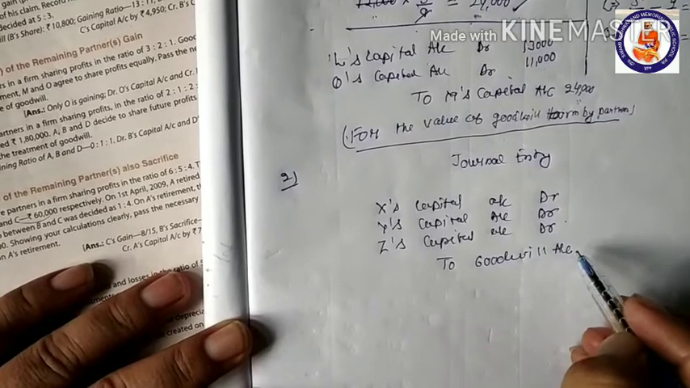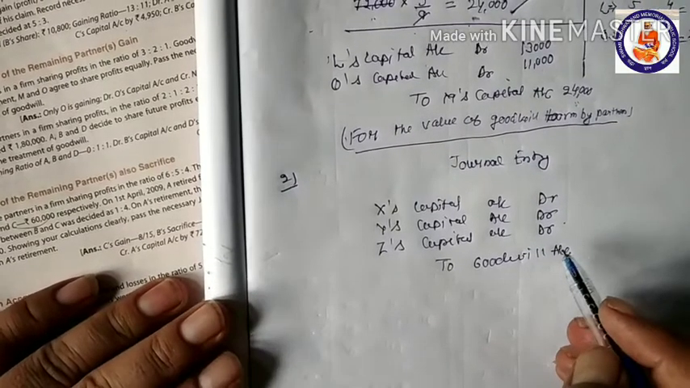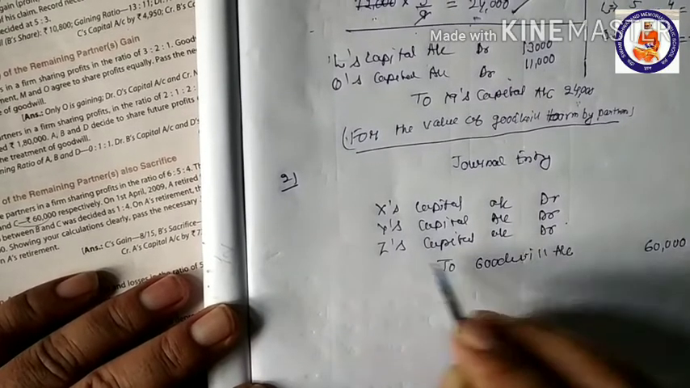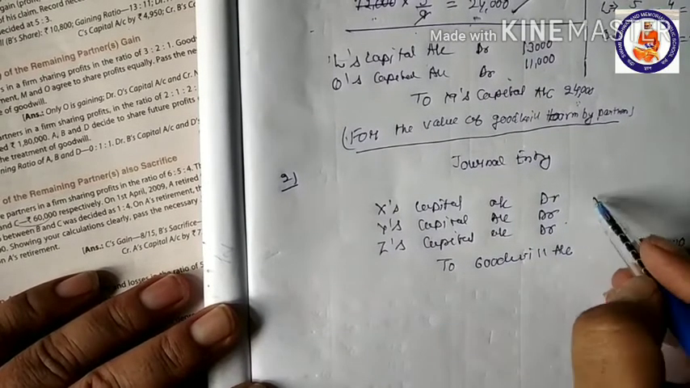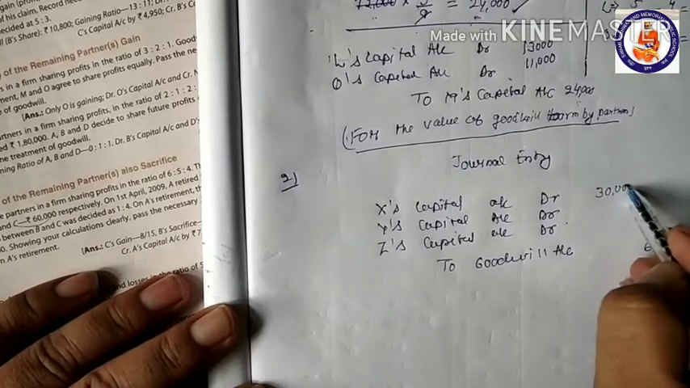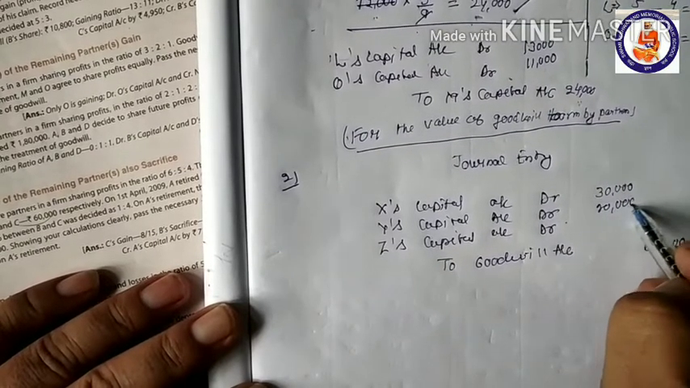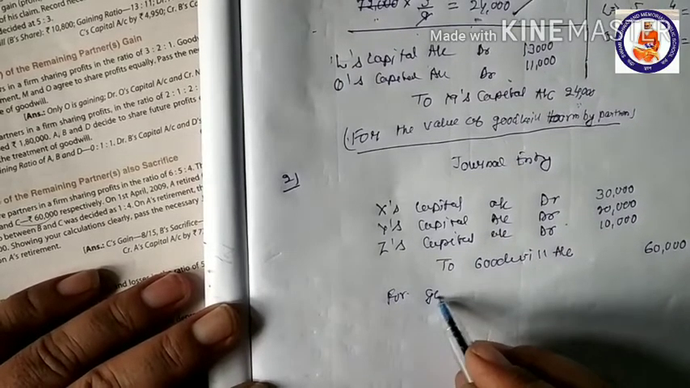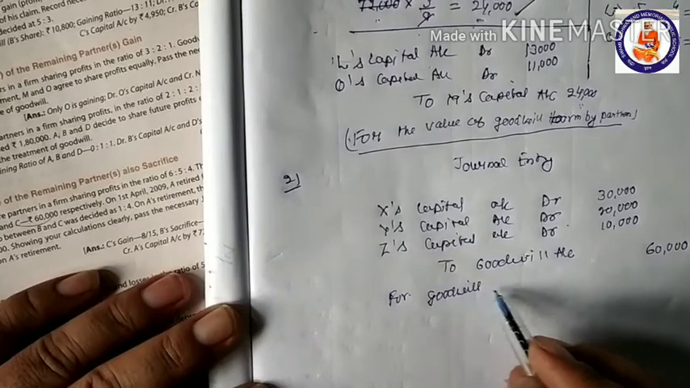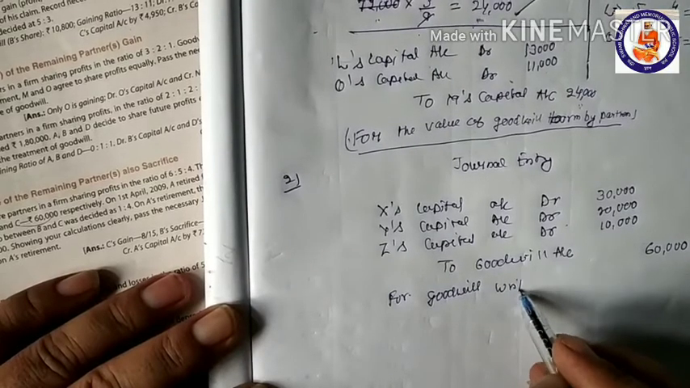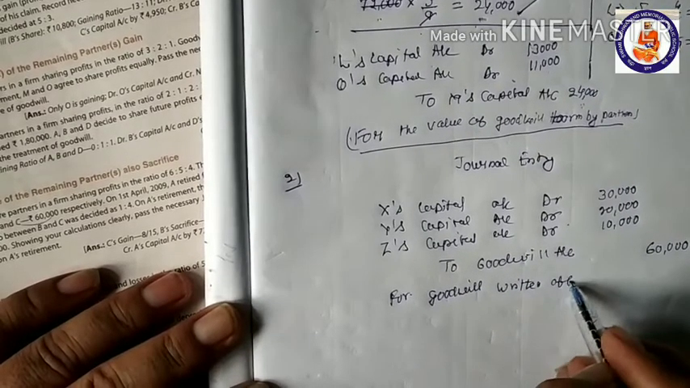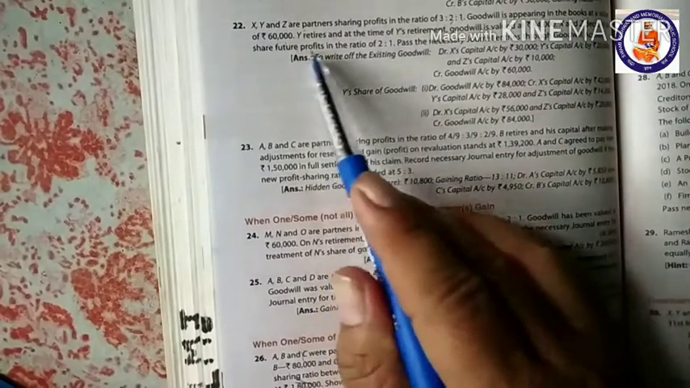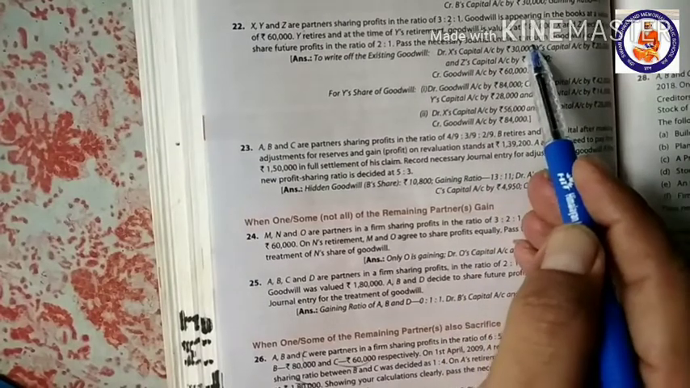to goodwill account. The value of goodwill in the books is 60,000, and this will be written off by 10, 20, 30,000. 30, 20 and 10,000 for goodwill written off. Okay, and X and Z decided to share future profit and pass the necessary journal entry through goodwill account.